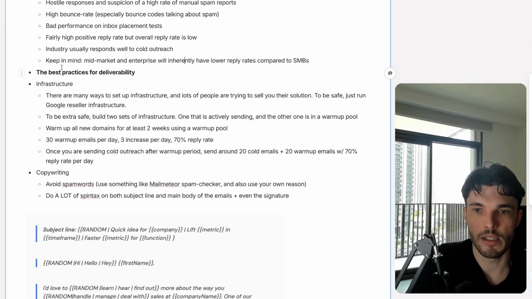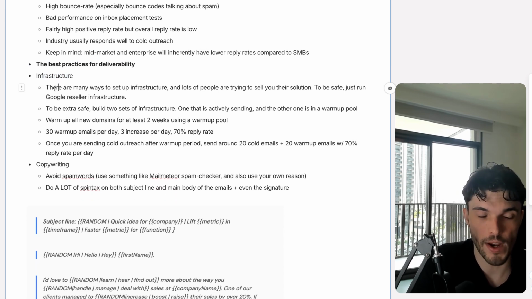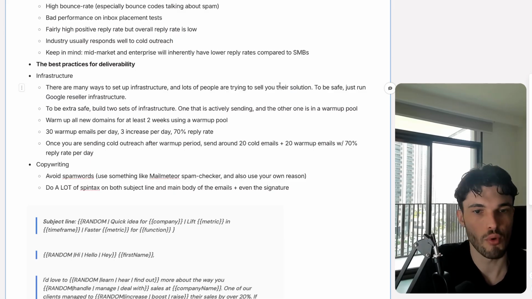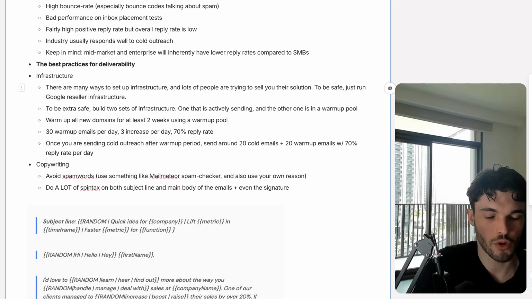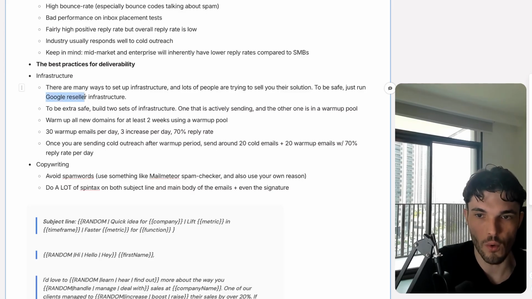So, what are the best practices for deliverability? On the infrastructure side of things, there are many different ways to set up your cold email infrastructure. And lots of people are trying to sell you their solution, right? So, you'll probably get a lot of people saying, hey, try my new private infrastructure or something like that. What I would recommend is just running your infrastructure through a Google reseller. I've tried all of it. I've tried private infrastructure, I've tried Microsoft, I've tried Google, I've tried the whole thing. And the best option we've found is simply using Google resellers.